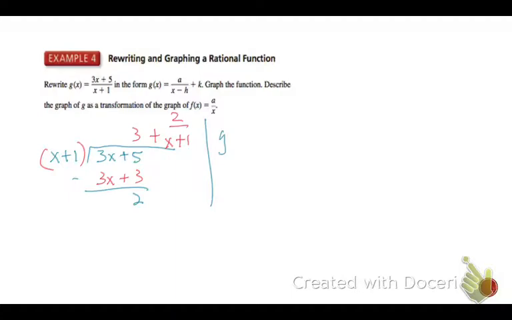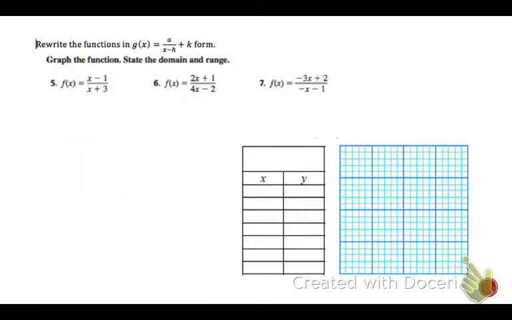There, now we have our equation in transformation form. So g of x equals, I'm just going to switch the order, 2 over x plus 1 plus 3. So right away we can see that we will have a stretch by 2 because our a value on top is 2. And we will shift to the left 1, I should say, and then 3 up. All right, let's try a few more of these. I've got a random graph on there, and we're not going to graph these. So let's start with number 5. Let's take x plus 3 and divide it by x minus 1.